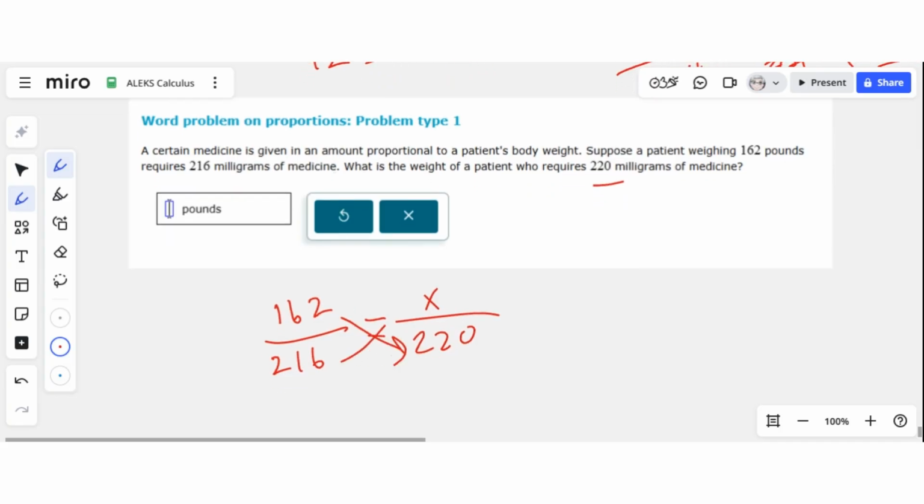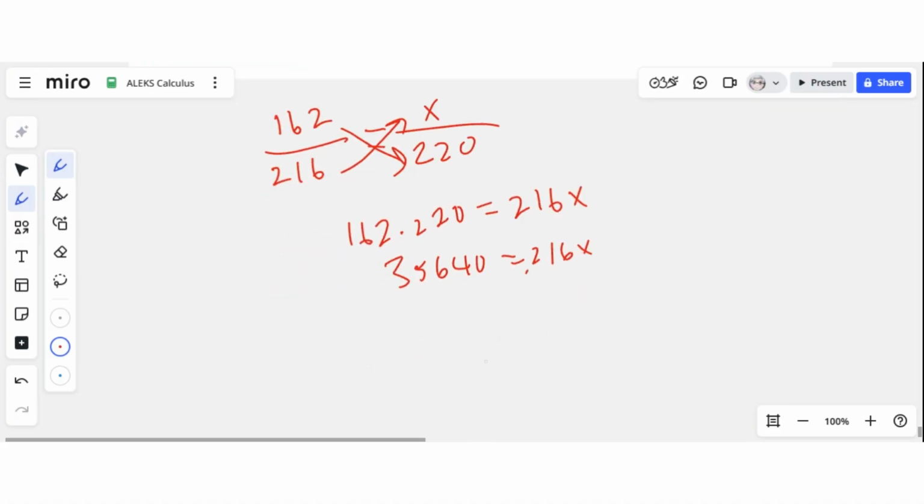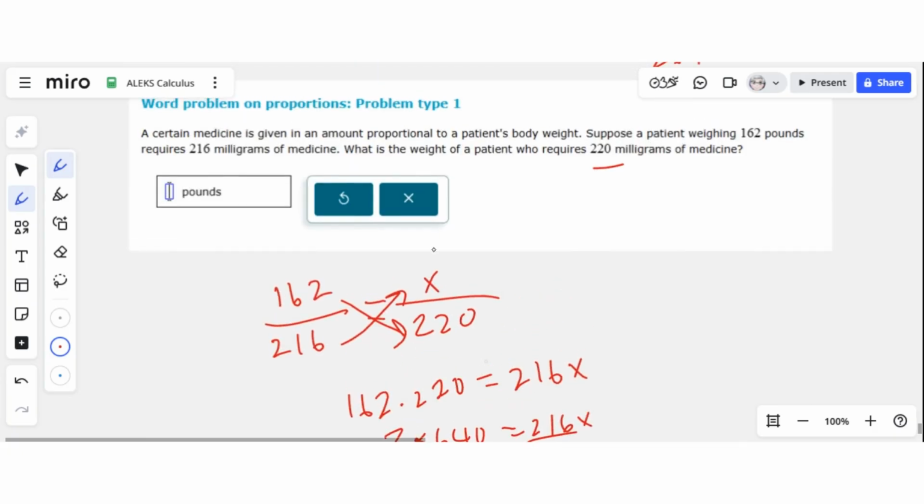Again, to find this out, we cross multiply and set those two products equal to each other. So that's going to be 162 times 220 equals 216 times x. And 162 times 220 is 35,640. And then, of course, to solve here, we just divide both sides by 216. And we get x equals 165 pounds, so just 3 pounds more. And that makes sense from the numbers we saw in the problem. So that is how to deal with word problems on proportions.